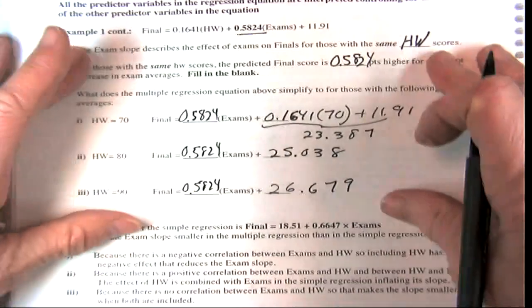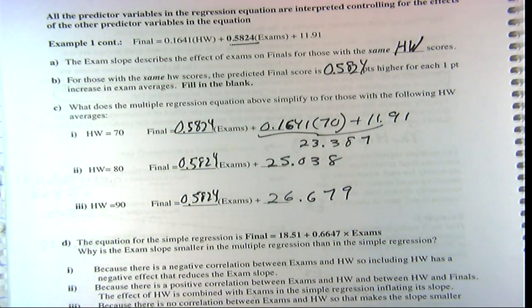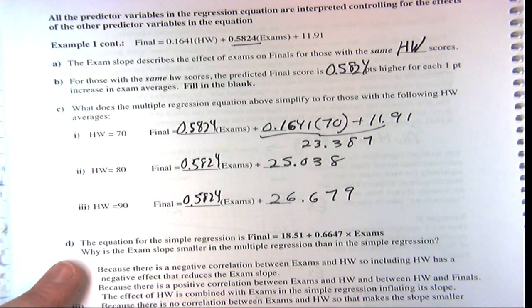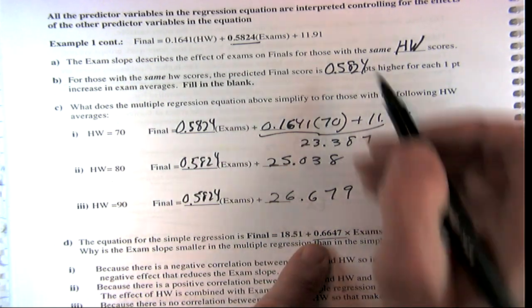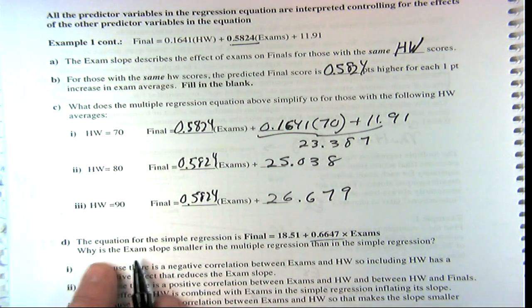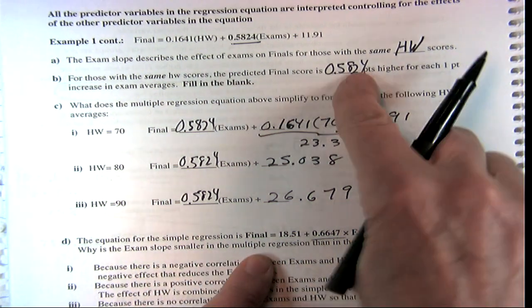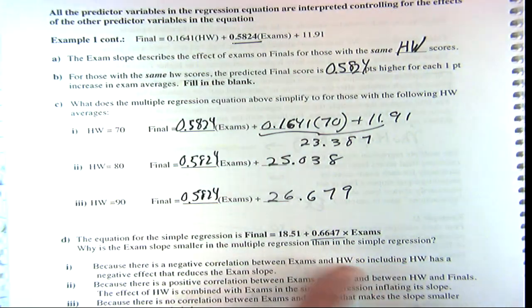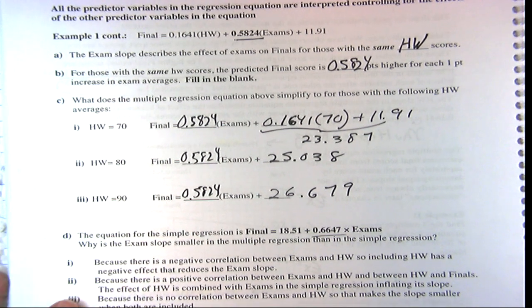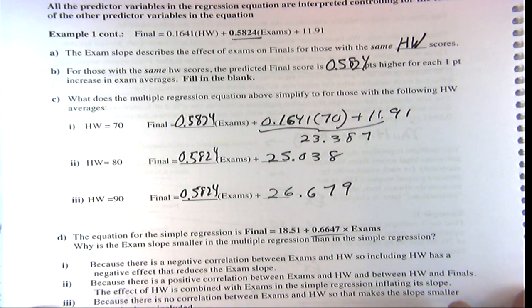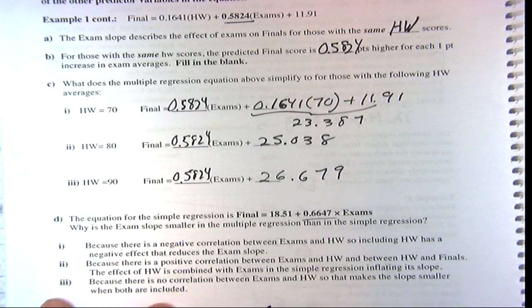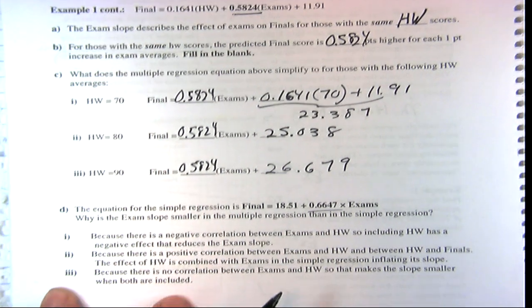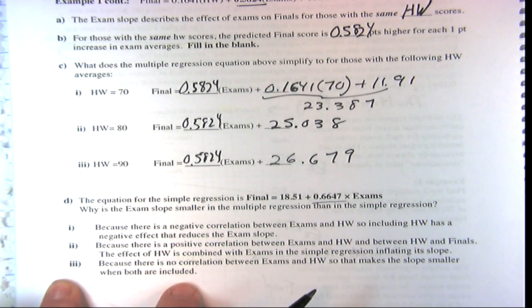Okay, so we're going to look at these equations and the three on the other side in 3D space in a minute. Let's just answer this question here, what we're on here. It says, the equation for the simple regression went up from the multiple. Why is the exam slope smaller in the multiple? Look at the difference between those two. Why is it that way? We can look at these three options here. Do you know which one it is? I should have done this as an iClicker. I'm curious what people think.